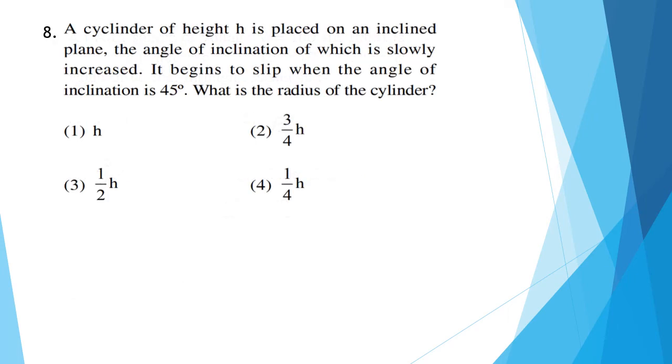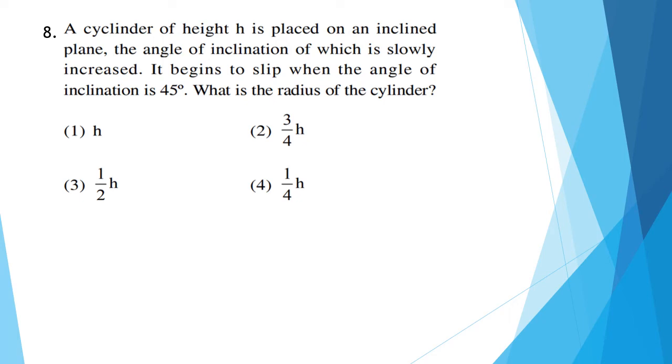Question 8. A cylinder of height h is placed on an inclined plane, the angle of inclination of which is slowly increased. It begins to slip when the angle of inclination is 45 degrees. What is the radius of the cylinder?